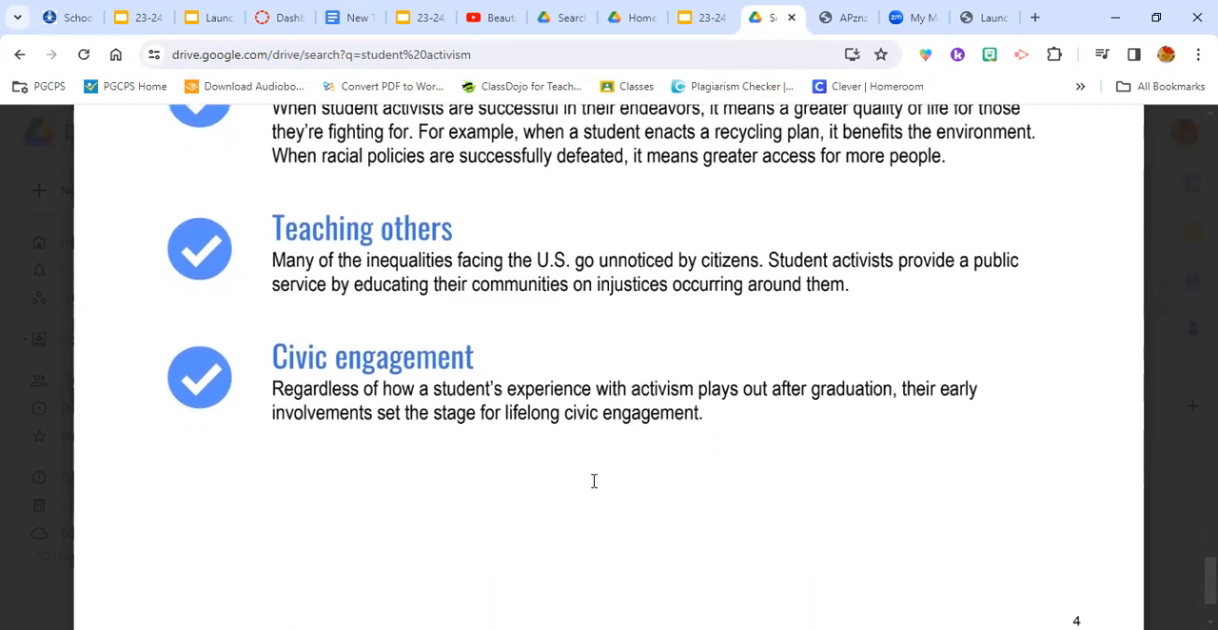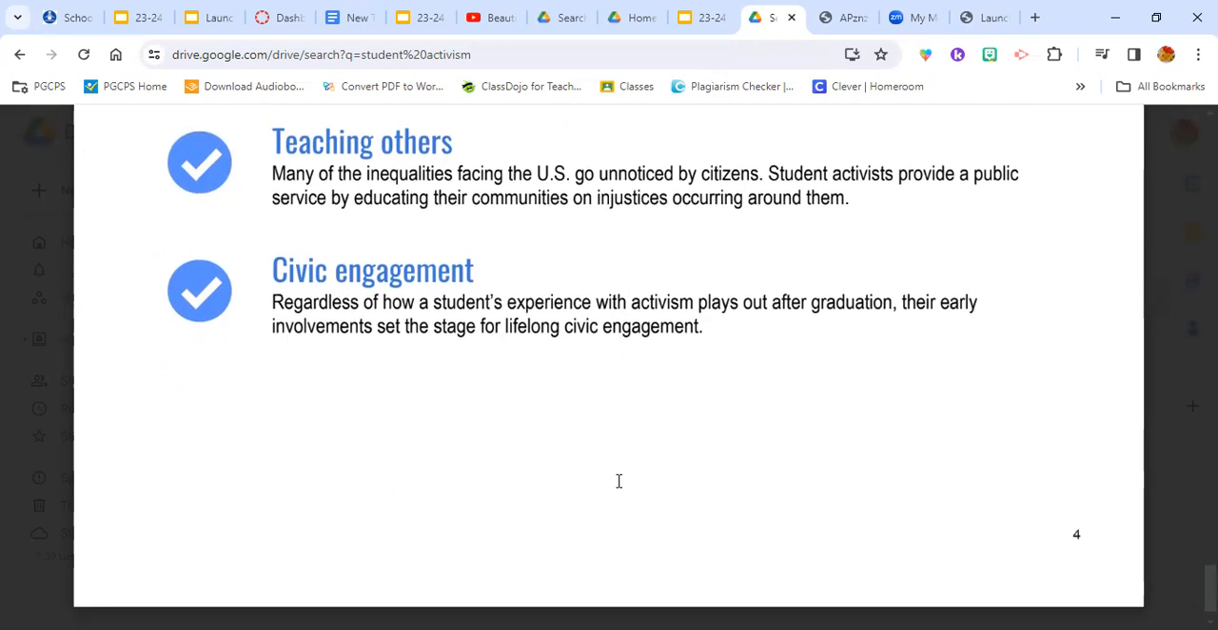Teaching others. Many of the inequalities facing the U.S. go unnoticed by citizens. Student activists provide a public service by educating their communities on injustices occurring around them. Civic engagement. Regardless of how a student's experience with activism plays out after graduation, their early involvement sets the stage for lifelong civic engagement.